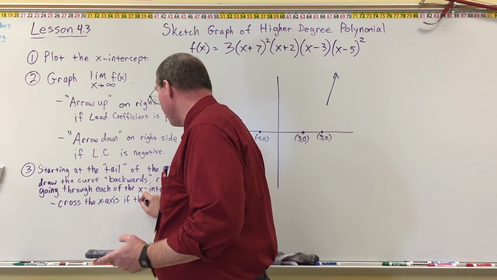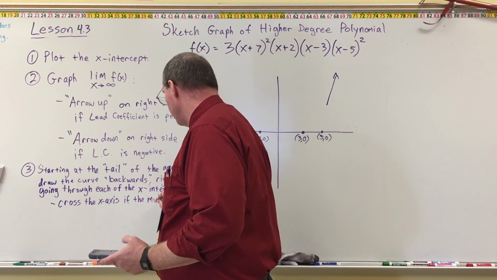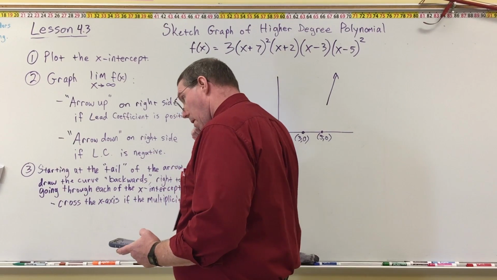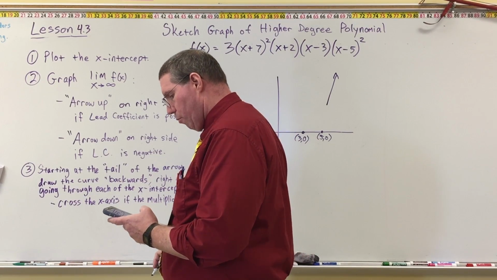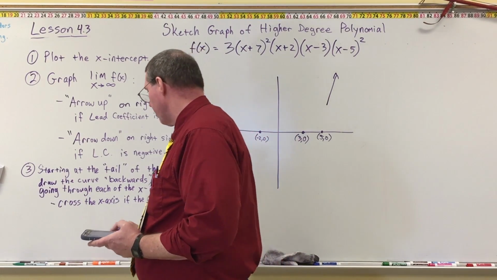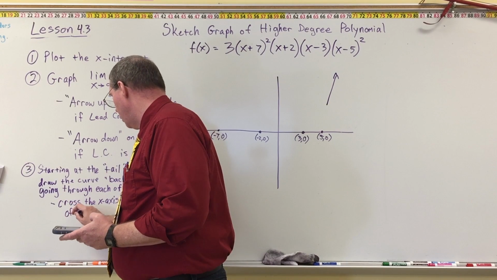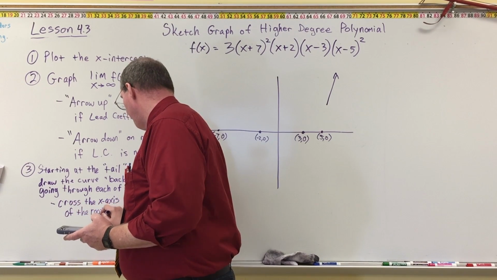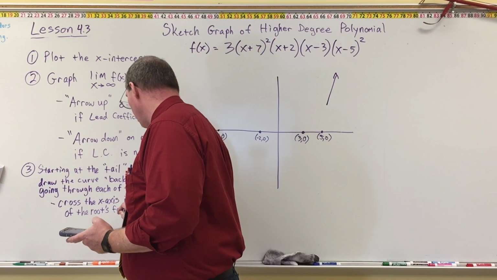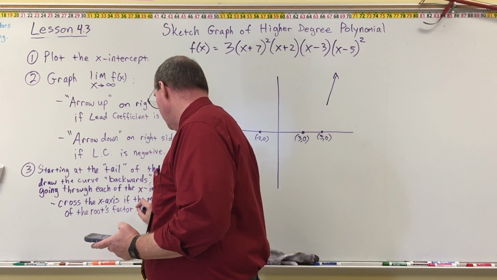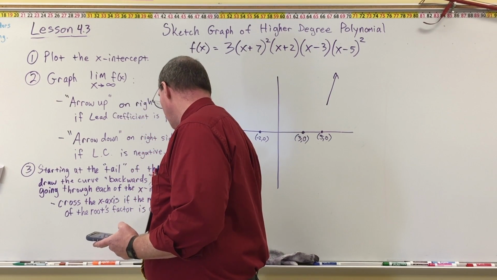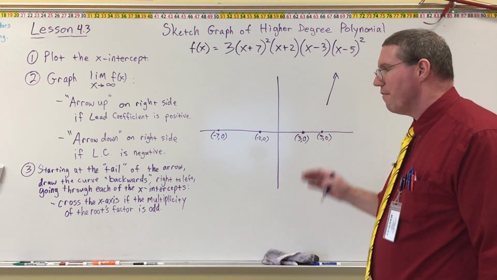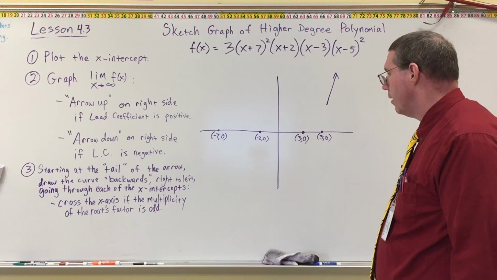If the multiplicity, all right, let me explain multiplicity real quick. If the multiplicity of the root's factor, and I'll show you what the root's factor is in a second, is odd. All right? So you're going to cross the x-axis if the multiplicity of that root's factor is odd. Okay.